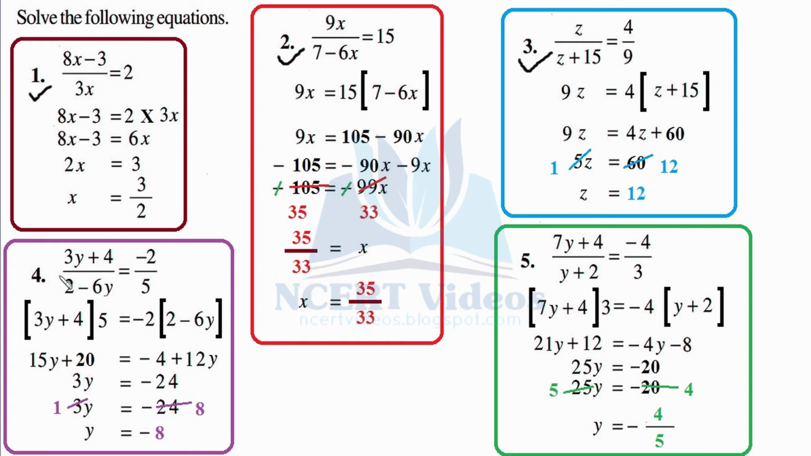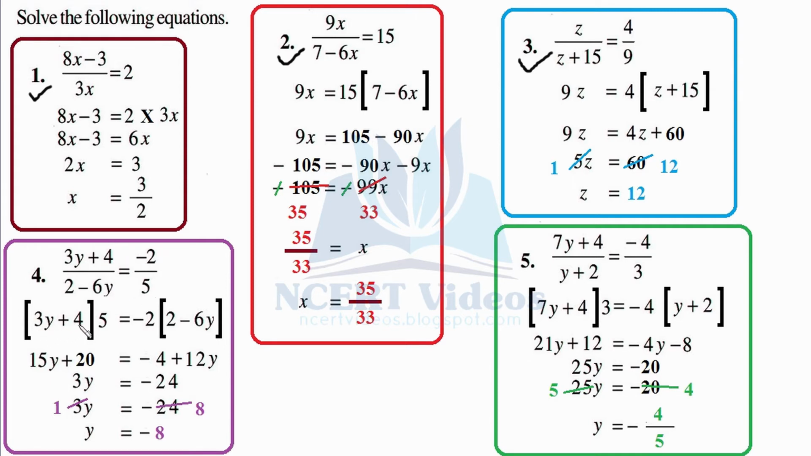Question number 4. 3y plus 4 divided by 2 minus 6y equals minus 2 over 5. Again, we will do cross multiplication. So 5 will get multiplied with 3y plus 4 and minus 2 will get multiplied with 2 minus 6y. The basic idea is the same, that is we are transposing denominators.